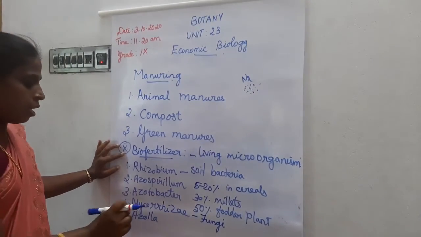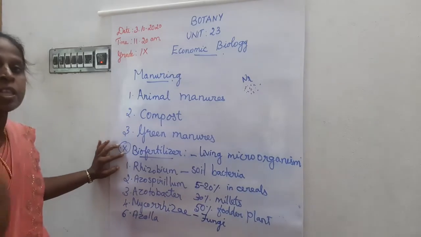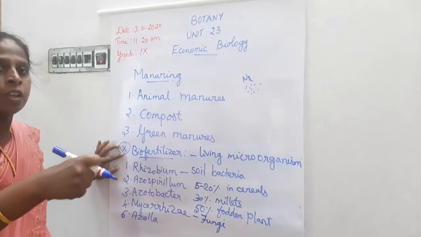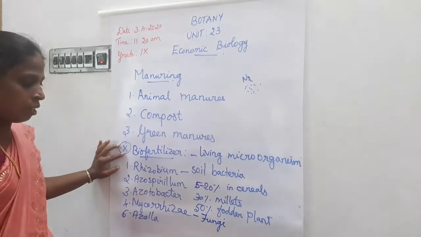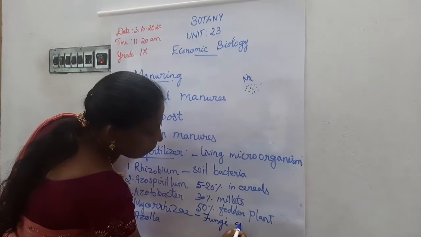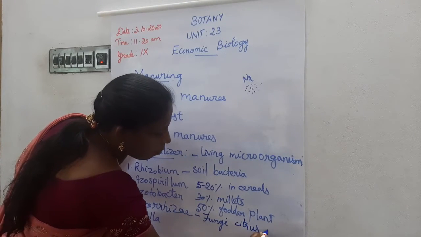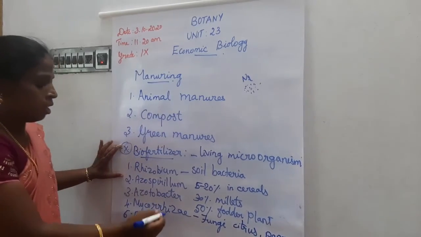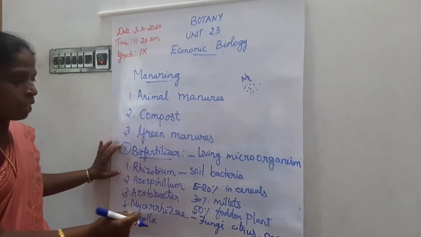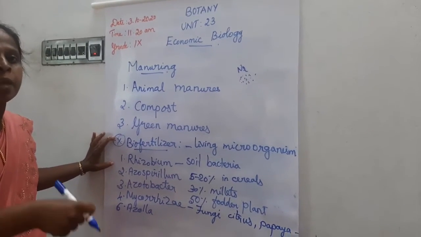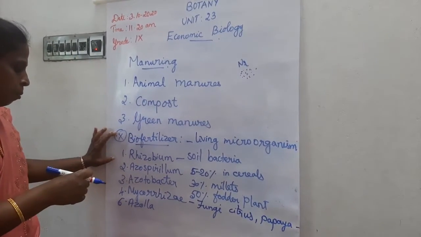What is the use of this mycorrhiza? It can take up phosphorus from the soil. For example, in citrus and papaya, this fungi, the mycorrhiza, helps to absorb phosphorus for the plants.